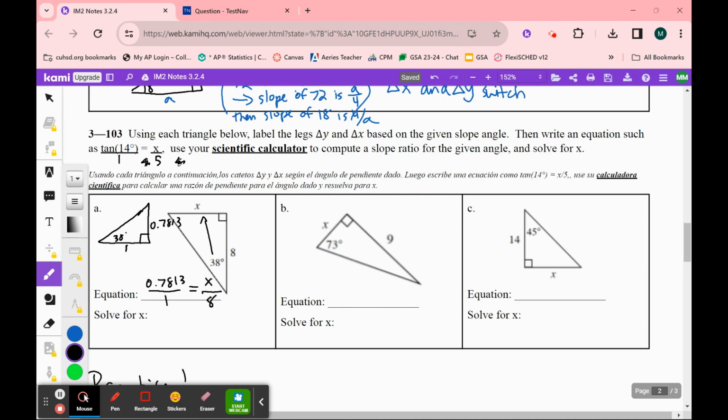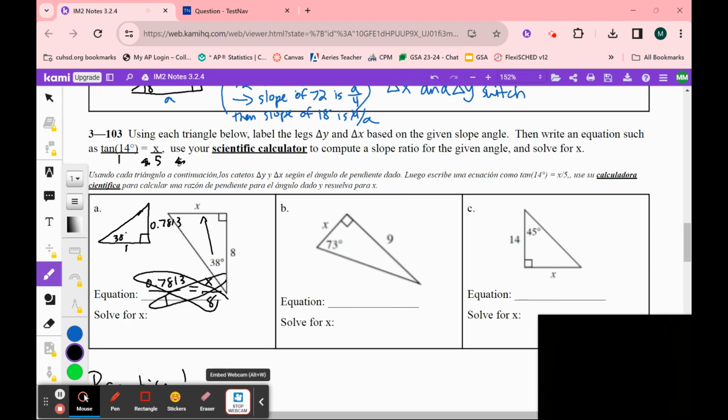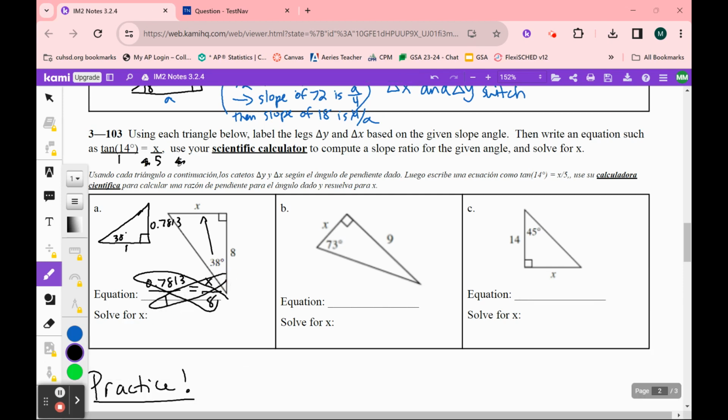And to solve for x, we cross multiply. And I don't think we'll have to divide because it's just by 1. So we have 8 times 0.7813 equals x, which gives us that x is 6.250. I'm always using 4 digits because that's traditionally what you do for tangent.